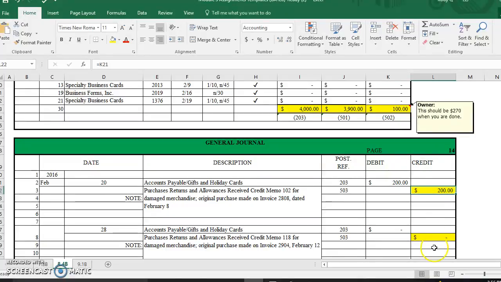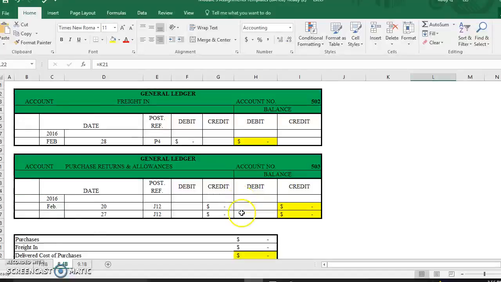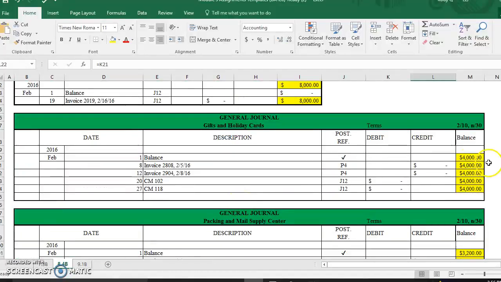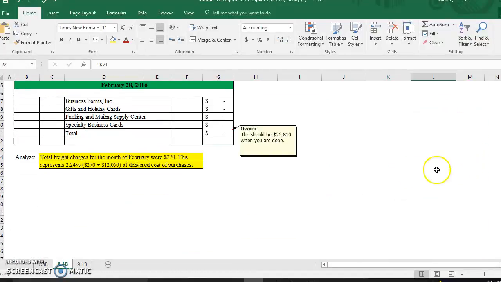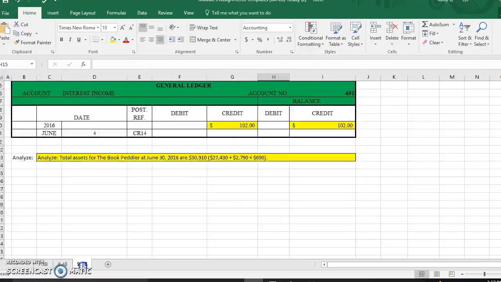I've given you some formulas here in the yellow cells to help you figure all of that out. You'll go through your general ledger and add all of those up, and it should help populate for you. And then you get down here, you'll have your accounts payable. This amount should be $26,810, and I've also helped you figure out the analyze question at the end.